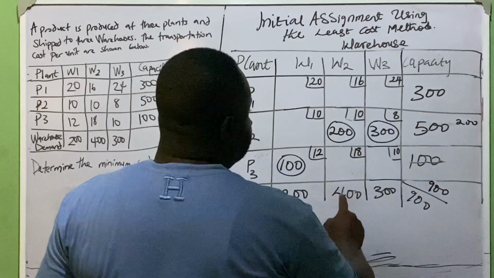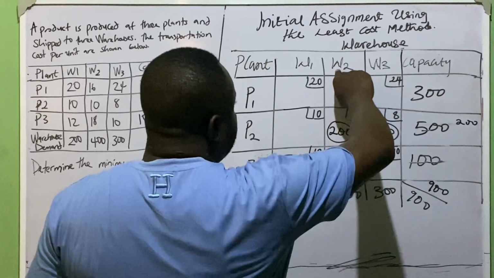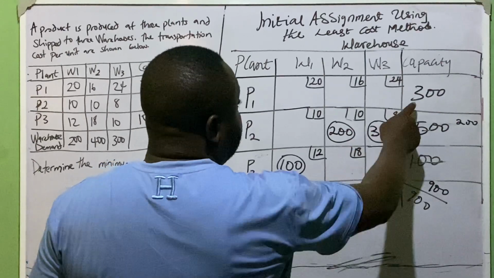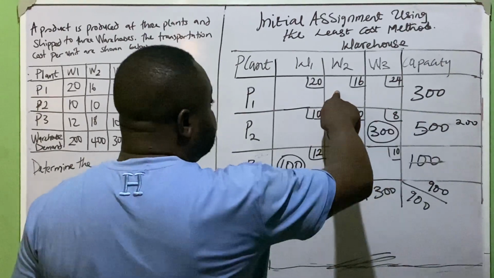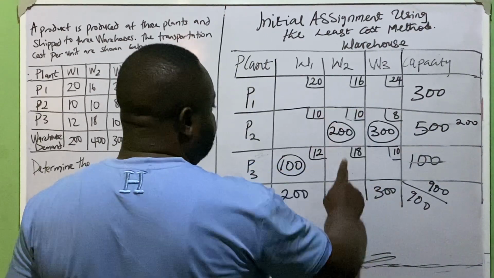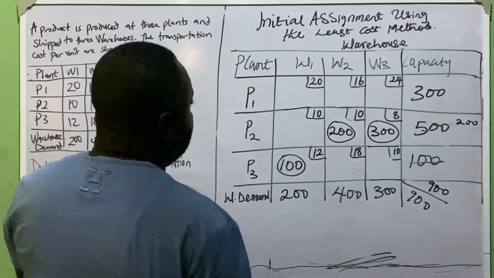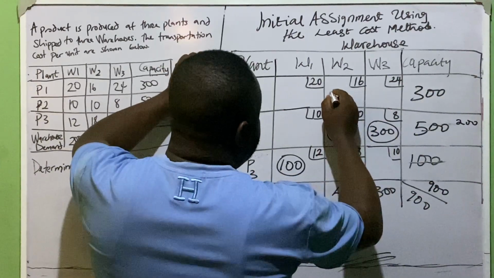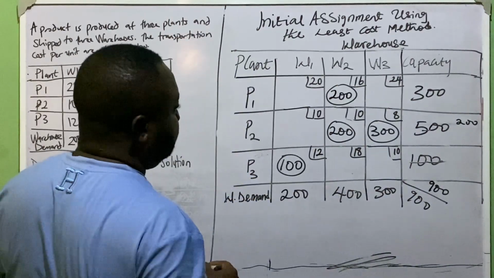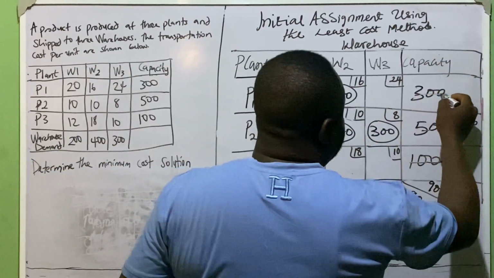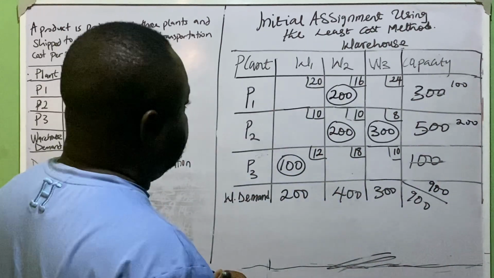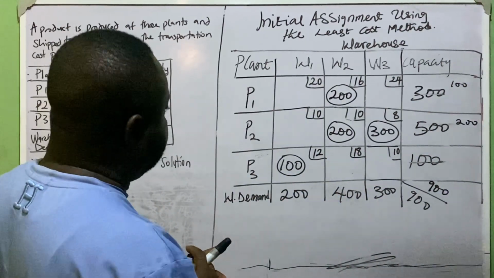So this is asking us, column W2 is asking us for 400. We have just given him 200. Now we have the opportunity to meet his demand, which is to take 200 from here and bring it here, and we'll meet this 400 demand. So from this 300, bring in 200 here. And of course, we'll have 100 left. Okay, any other 16? I can't see any.